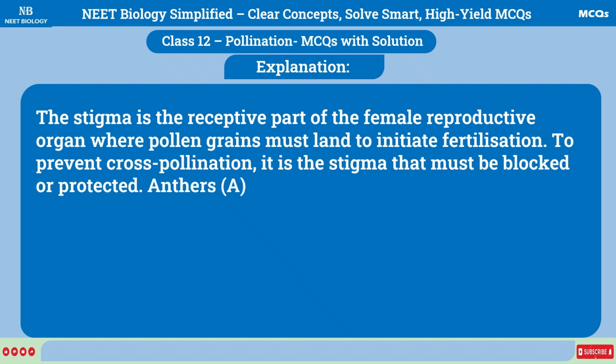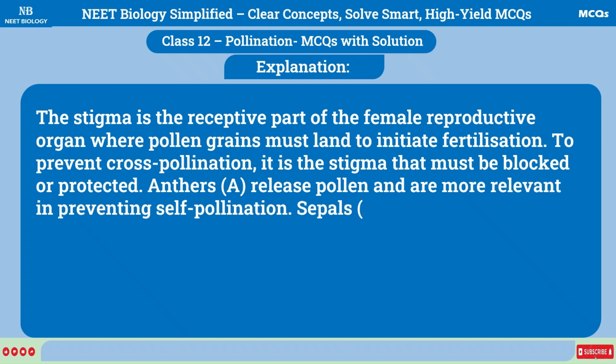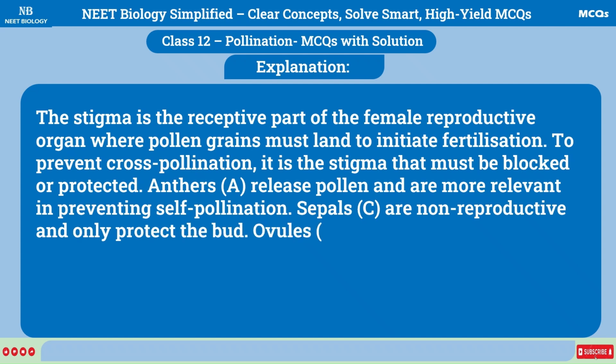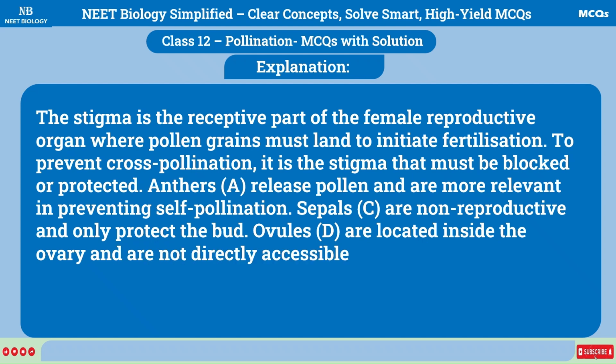Anthers, A, release pollen and are more relevant in preventing self-pollination. Sepals, C, are non-reproductive and only protect the bud. Ovules, D, are located inside the ovary and are not directly accessible to external pollen, so targeting them wouldn't prevent cross-pollination.